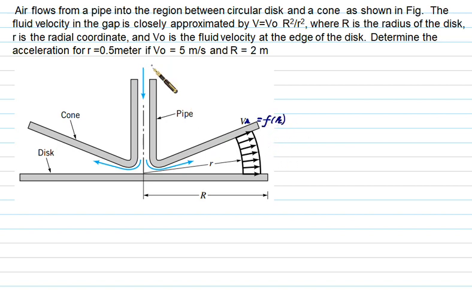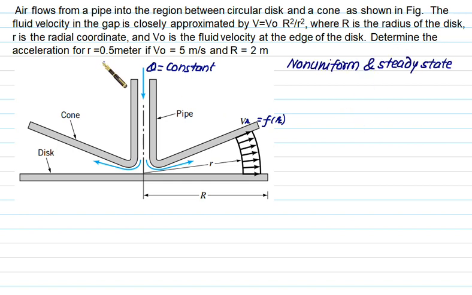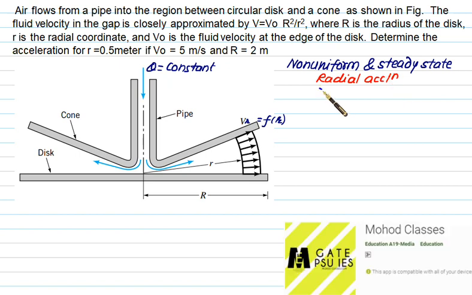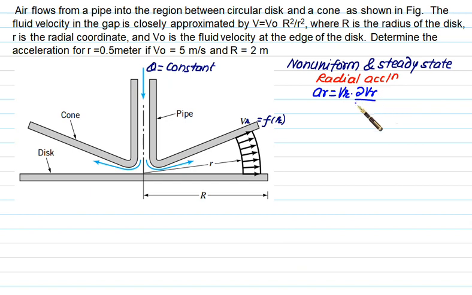We have purely a radial flow, and at inlet the discharge is constant. So we have a non-uniform and steady state. We have been given the value of V0 equal to 5, R equal to 2 meter, and we are interested in the radial acceleration at 0.5 meter. So we have radial acceleration given by AR, which is equal to VR del VR by del r.